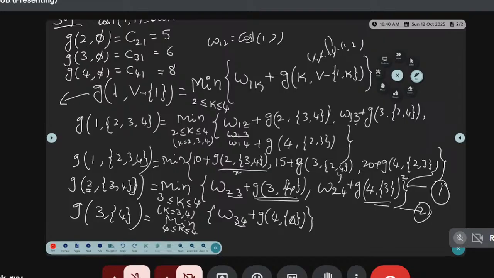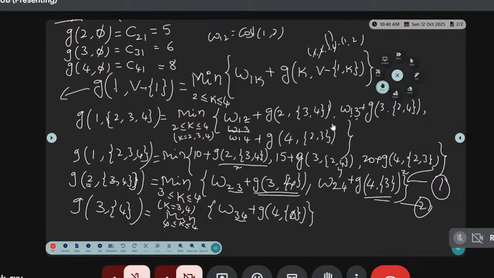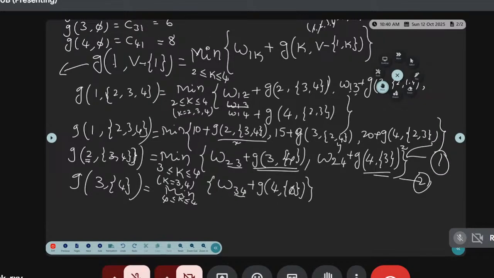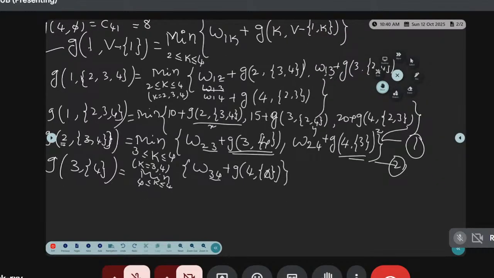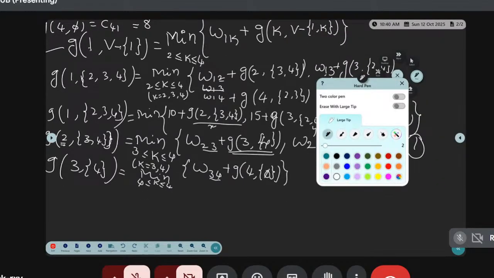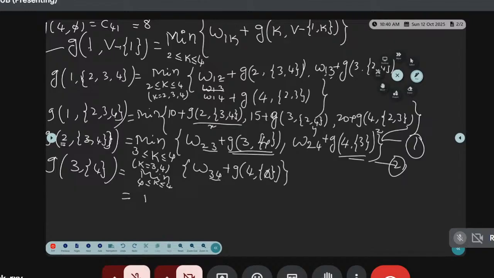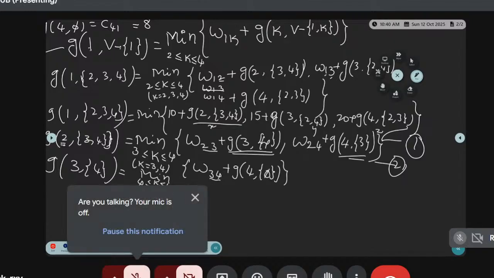And this is equal to minimum of 4 less than or equal to k less than or equal to 4 of w of 3, 4.